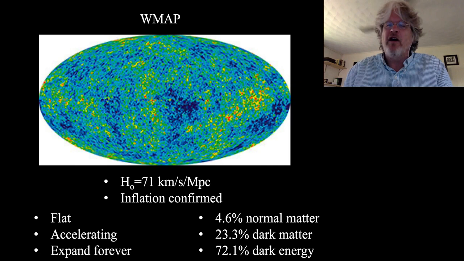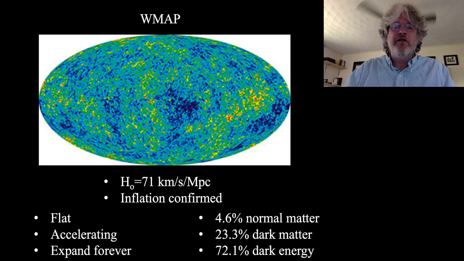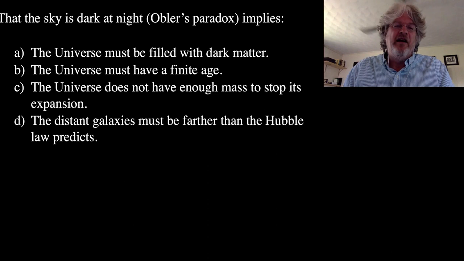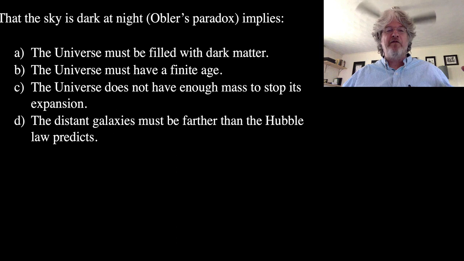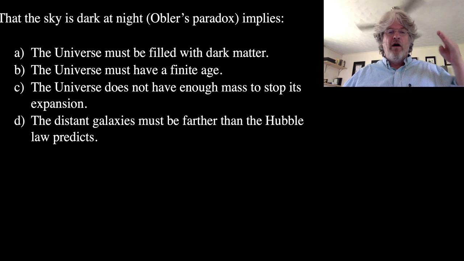All right, so I want to finish though, because I remembered this time, just to knock off a couple of questions that maybe after this lecture you all know the answer to. We've got Olbers' paradox, that the night sky is dark implies: the universe must be filled with dark matter, the universe must have an edge, the universe does not have enough mass to stop its expansion, or the distant galaxies must be further than the Hubble law predicts.